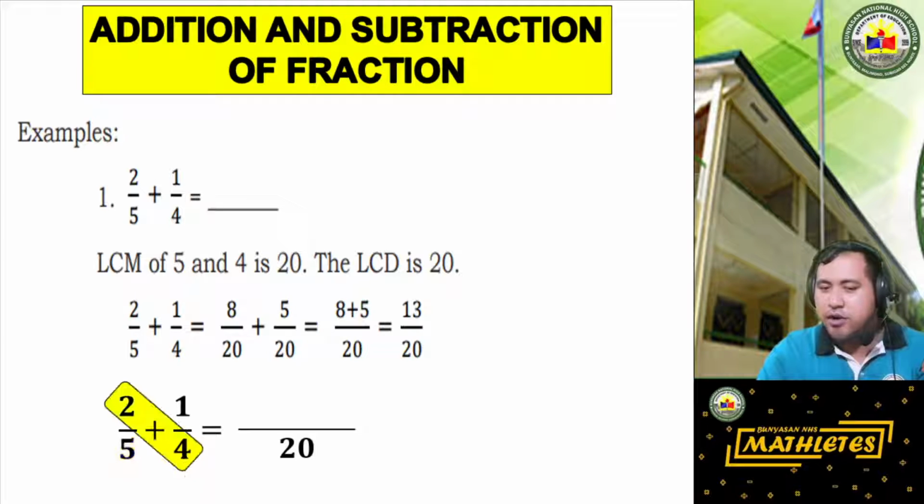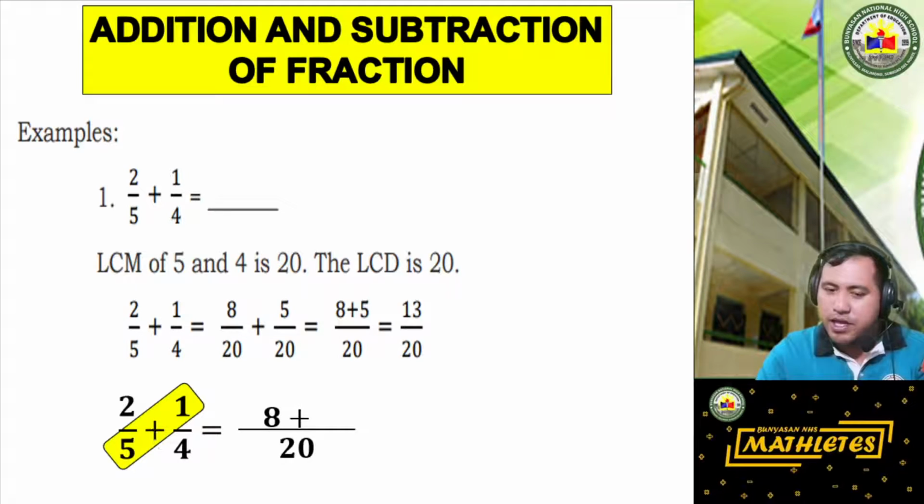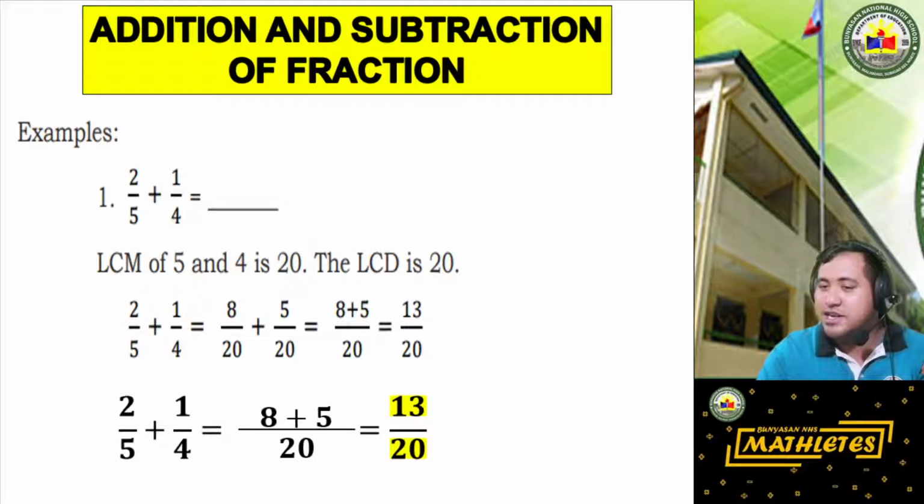The next is you are going to cross multiply 2 times 4. Okay, the result is 8. Then, copy what is the sign, which is plus, di ba? Plus, copy what is the operation. Then, multiply again ang isa, cross. We have 5 times 1 is 5. So, that is 8 plus 5. The result is 13 over 20.